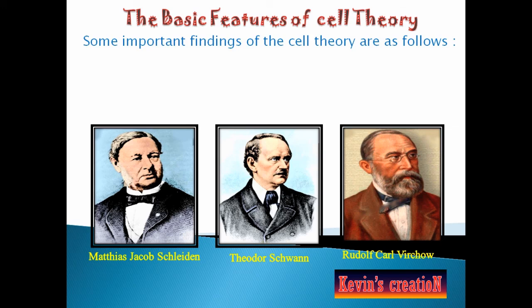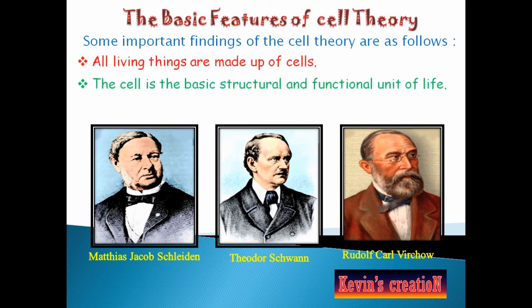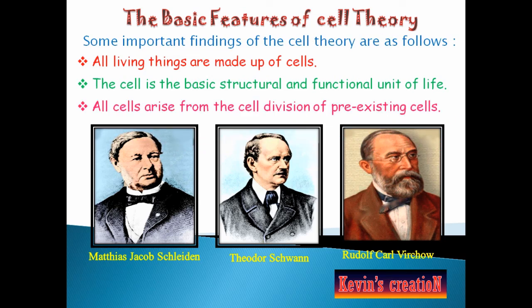Now let us talk about the important findings of the cell theory. It's very, very easy. Number one, it says all living things are made up of cells, may it be plant or animal. Next, the cell is the basic structural and functional unit of life. You need not memorize this because this is also the definition of cell. And the third one, all cells arise from the cell division of pre-existing cells. That means new cells come from pre-existing cells.